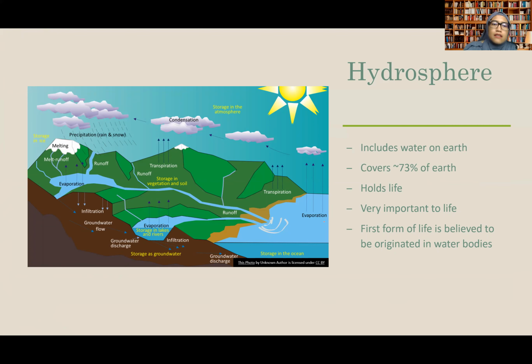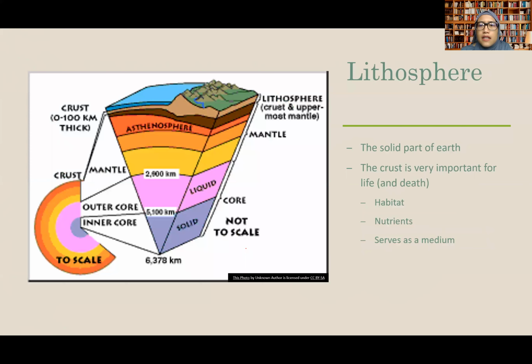You see that here, this diagram shows water from here, river, and then the water cycle like that, and also those that go in the groundwater, and that carries life as well. And lithosphere, it is the solid part of the earth, so it is here. It is crust and also part of the mantle, the uppermost mantle.